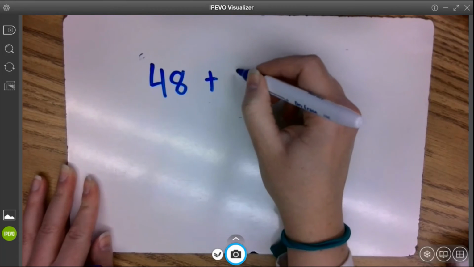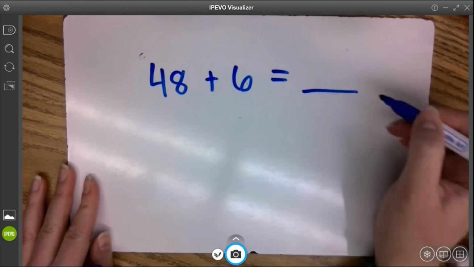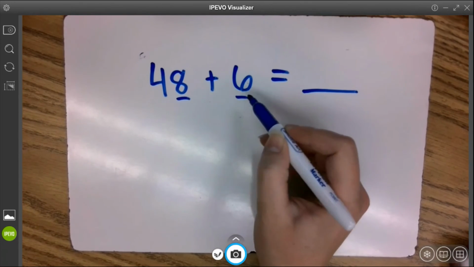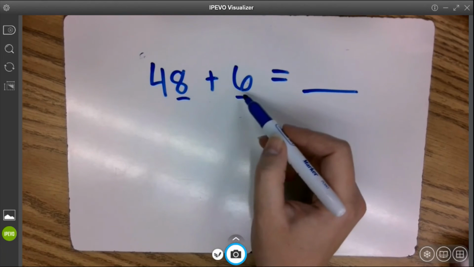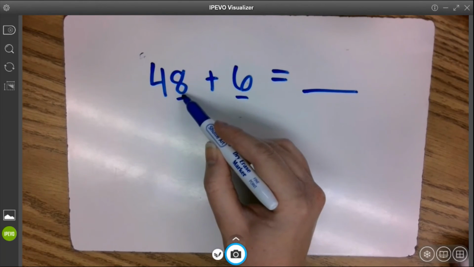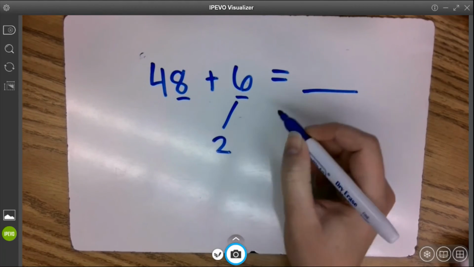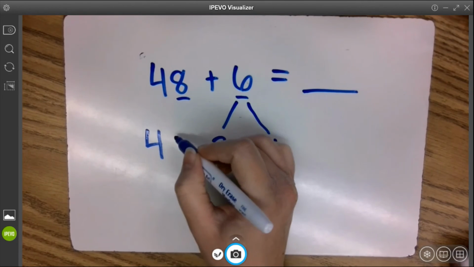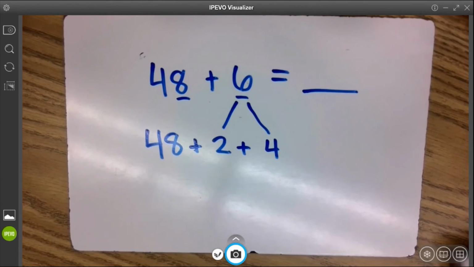48 plus 6 equals blank. Okay, I see 8 ones and 6 ones. Are those going to make more than 10? Yes. How many ones do I need to put with the 8 to get another group of 10? 2, that's right, which would leave 4 left over. So I could think of it as 48 plus 2 plus 4.